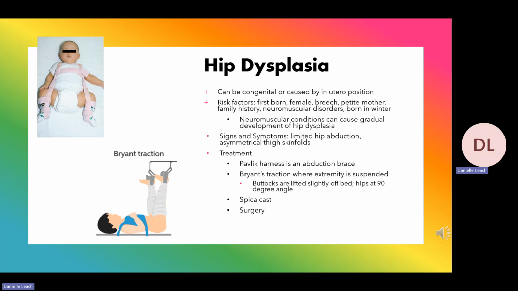We can also use Bryant's traction, which is a specific type of traction where the extremity or extremities are suspended. With this one, we want the child or baby's hips to be lifted slightly off the bed. So this is sort of similar to that other picture of traction that also had a baby in it. We want their hips to be at about a 90-degree angle. The head of the bed needs to be flat, or basically they are going to be like tacoed. They can also use the Spica cast for this, and they can also use surgery if these other methods fail.